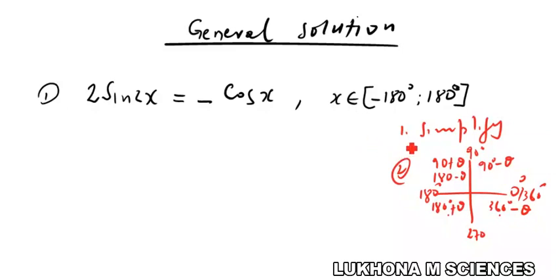Okay, so another thing that you need to know is that the trig ratios in the first quadrant, all of them are positive. Then in the second quadrant, sine is positive, cos and tan are negative. Then tan is positive in the third quadrant, but sine and cos are negative. Then in the fourth quadrant, cos is positive, then sine is negative and tan is negative. So that is what you need to know when you are doing the general solution.